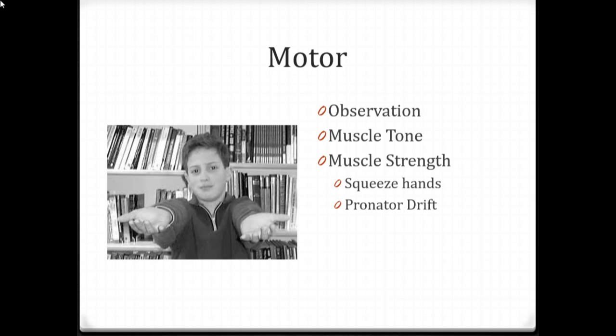Okay, so motor responses. We're going to check this by observation. What their muscle tone appears to be. Muscle strength. We'll have them squeeze our hands, both hands at the same time. Squeeze our hands. Push against our hands. Pronate or drift. We're going to have them hold their hands up like the picture of this boy. And we're going to have them hold their hands up and see if one arm drifts down.